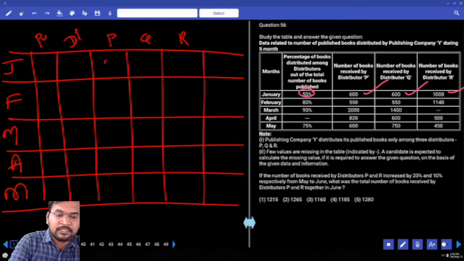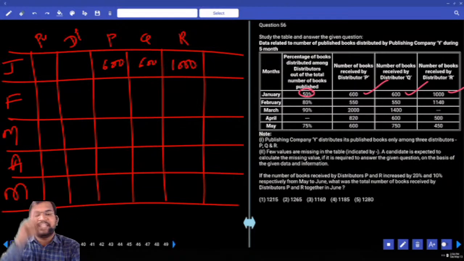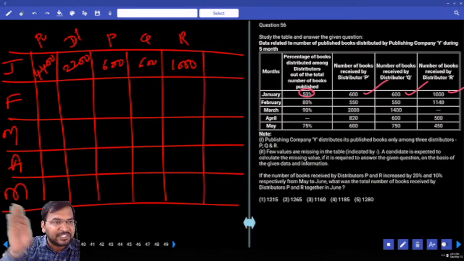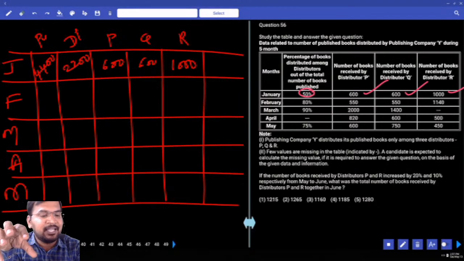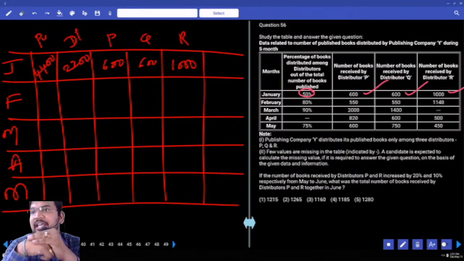Now tell me, 600, tell me fast, 600, 1,000. Now this together is 2,200. Therefore total distribution is 2,200. But total publishing is 4,400 because only 50% of the publishing books are distributed. Are you clear? Like this, if you fill the remaining, then answers are very easy for you. Are you clear? Now, see the next one.